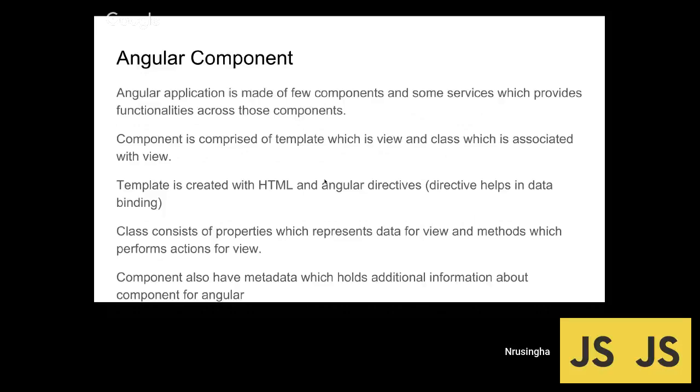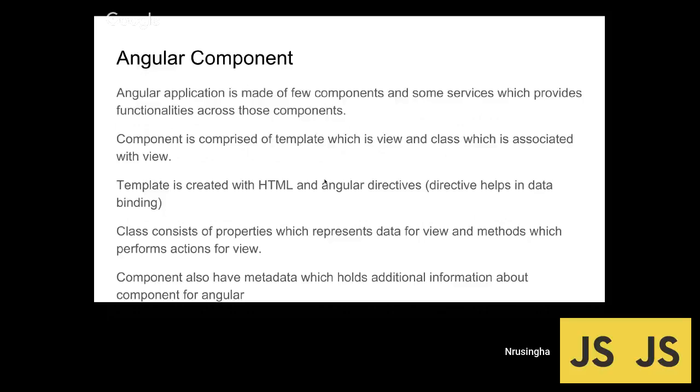Okay, so before that, we go and do some changes to our Angular component that we have just created. We'll understand what the Angular component is. So an Angular application is made of a few components and some services which provide functionality across those components. If you see in general what an Angular application is from a technical point of view, it will have a few components and a few services, and the services provide functionality across all the components Angular has. So Angular can have multiple components, multiple services, multiple modules, and one root module.